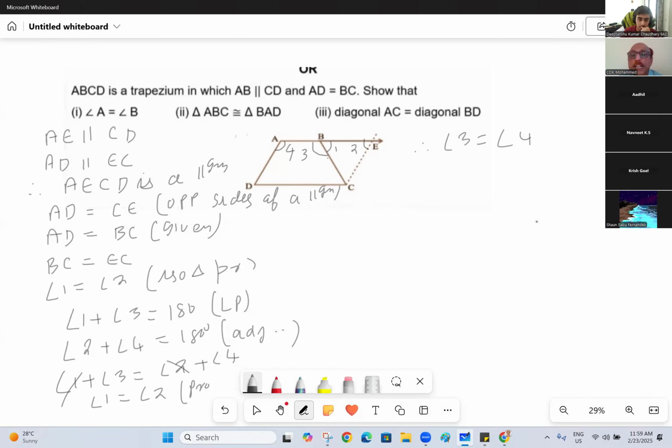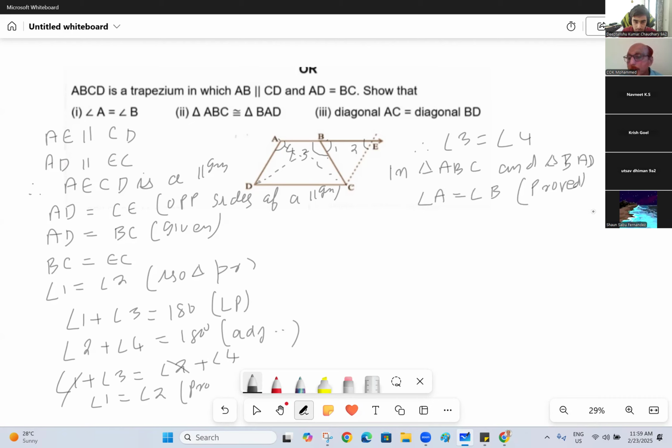Now we want to prove triangle ABC congruent to triangle BAD. In triangle ABC and triangle BAD, I want you to prove. Utsav, you tell me one element. Angle A is equal to angle B. What's your reason for that? Sir, we already proved it. Proved it already. Now, then what?